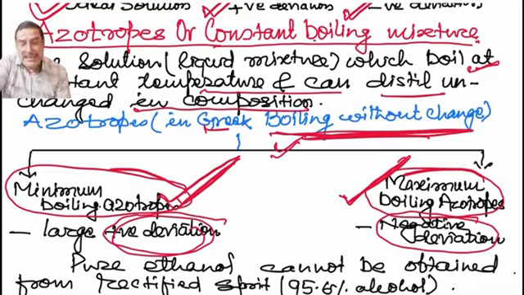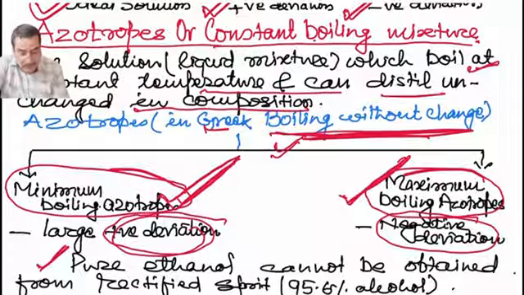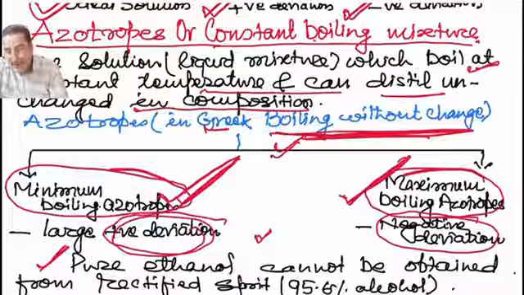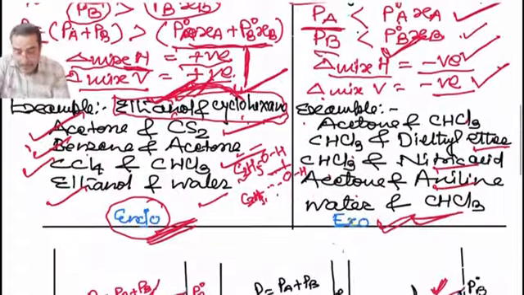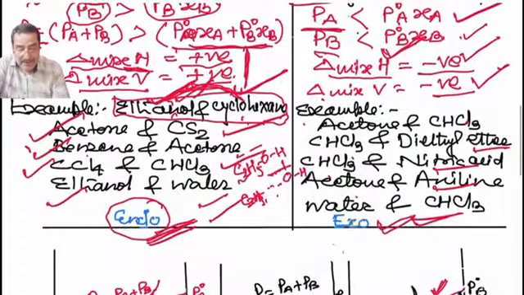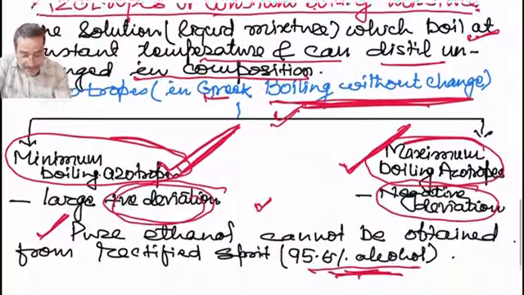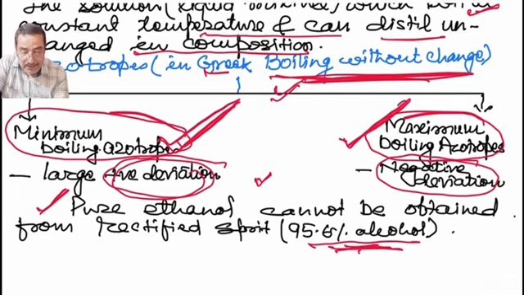Now this can be easily understood if you see one example. Pure ethanol cannot be obtained from rectified spirit. The reason is constant boiling, and it can be easily understood if you see the examples of positive deviation and negative deviation. You can also give the idea of how we explain the minimum boiling azeotrope and maximum boiling azeotrope.